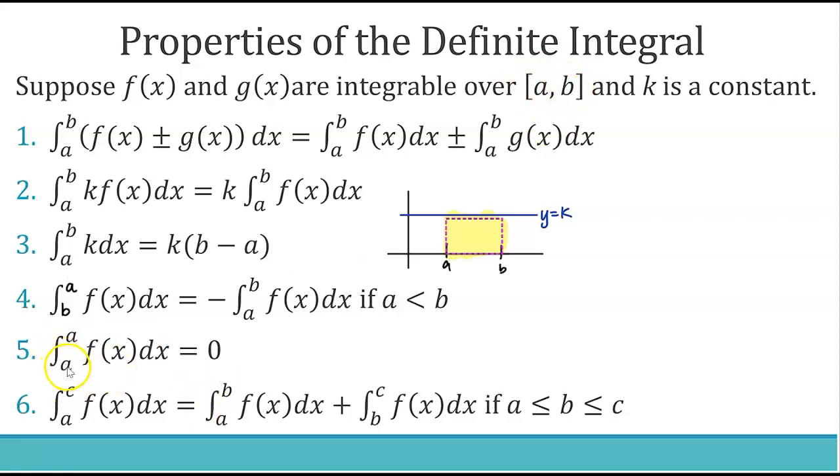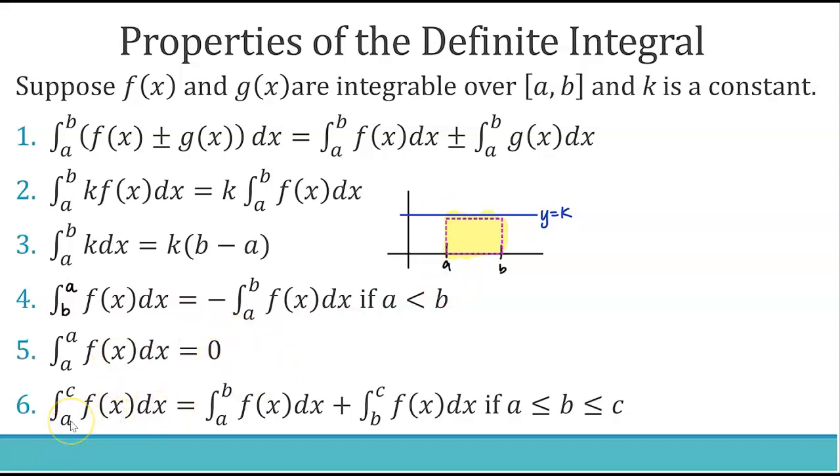For number 5, the integral from a to a of f of x dx is 0. Just thinking about that, it's common sense. If our integral starts at a and ends at a, there's no area there, right? There's no area there, so that's just 0.